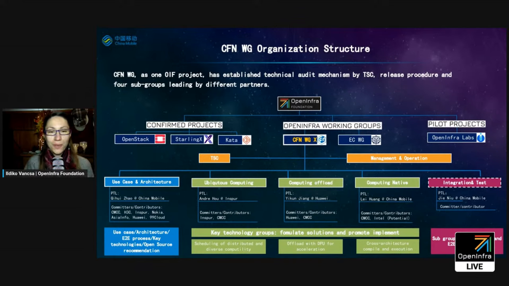Thank you. I'm blown away. I learned so much about CFN, both the concept and architecture, as well as how the working group and the working group's work is structured. On the slide, I can see that there are three technical subgroups: the ubiquitous computing and scheduling, the computing offload, and the computing native subgroups. Can you all tell us more about each of these subgroups, what they do, how they are structured?